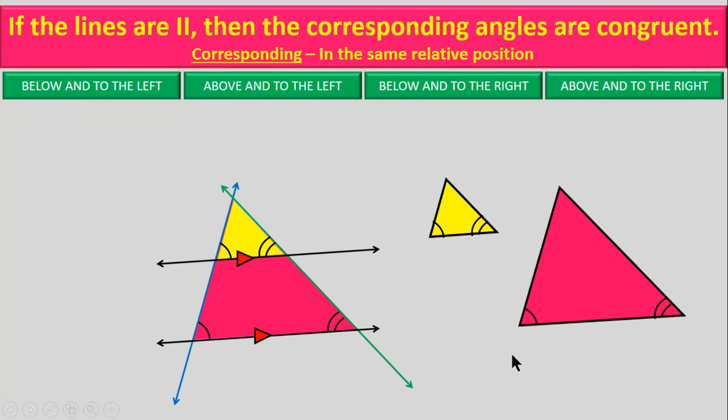Finally, when it comes to this picture, we know that these three angles have to add up to 180 degrees, and so do these three. And so if we take 180 and subtract this angle and this angle, we'll get the same answer as if we take 180 and subtract this angle and this angle. So whenever you have a picture of triangles that looks like this, you will always have a pair of triangles where all three pairs of corresponding angles are congruent.